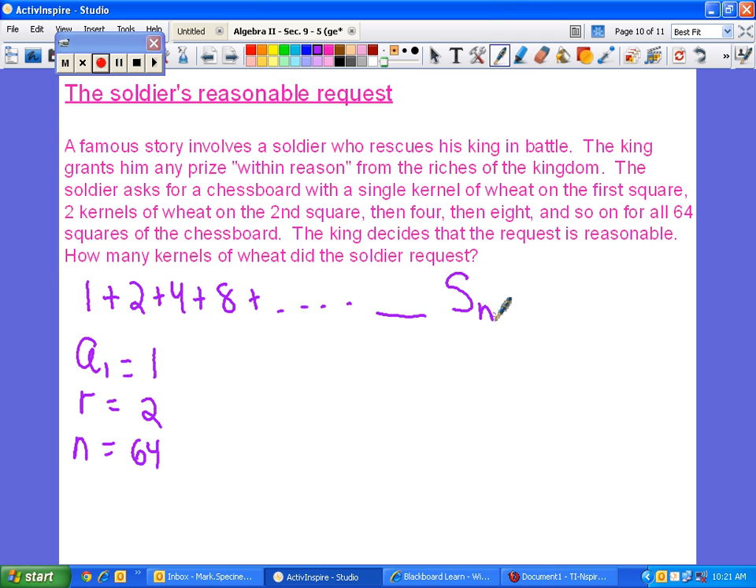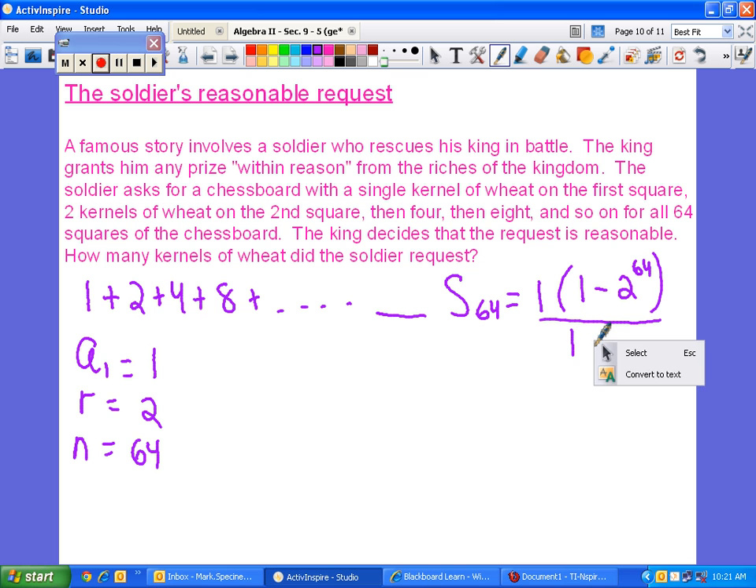S of 64 is equal to A times 1 minus 2 to the nth power, 2 to the 64th power, over 1 minus 2. Now, to tell you the truth, at this point, I'd go straight to the calculator and plug these values in. But if you do want to simplify it a little bit, we can.